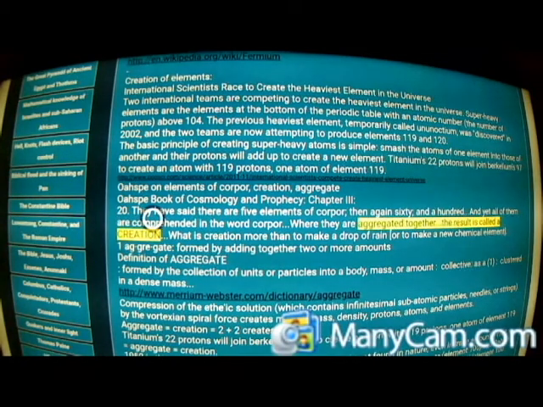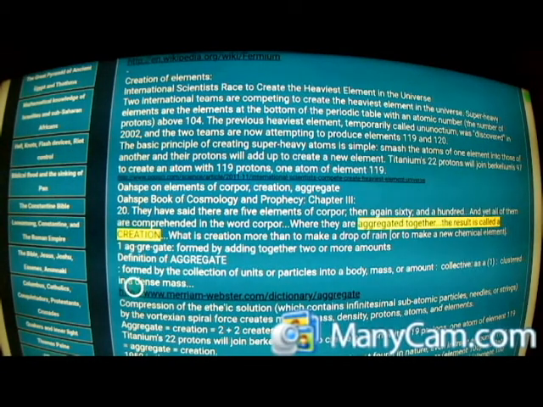Verse 20 of Oahspe, Book of Cosmology and Prophecy, Chapter 3. They have said there are 5 elements of corpor, then again 60 and 100, and yet all of them are comprehended in the word corpor. Where they are aggregated together, the result is called a creation. What is creation more than to make a drop of rain? In brackets I put, or to make a new chemical element.